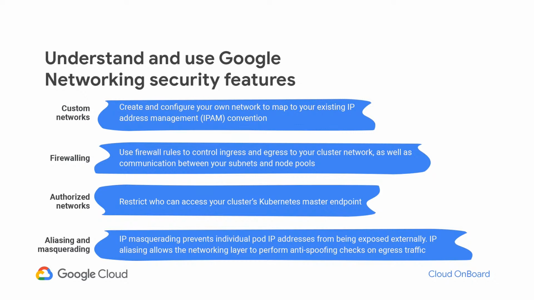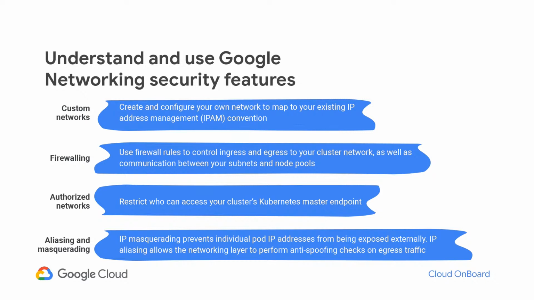Authorized networks. They restrict who can access your clusters and Kubernetes master endpoint. Authorized networks features block all connections to the master from public networks that have not been explicitly authorized.